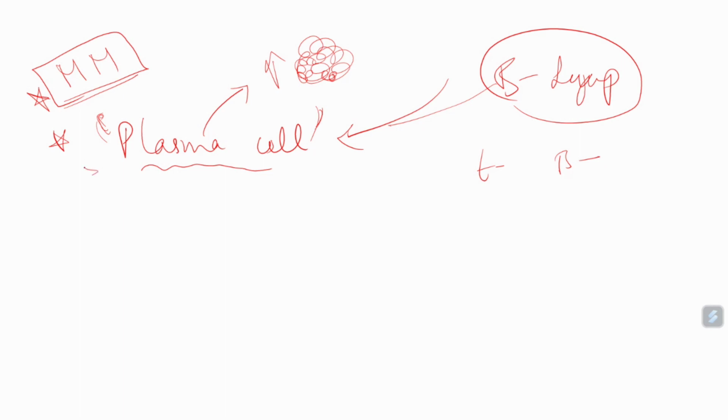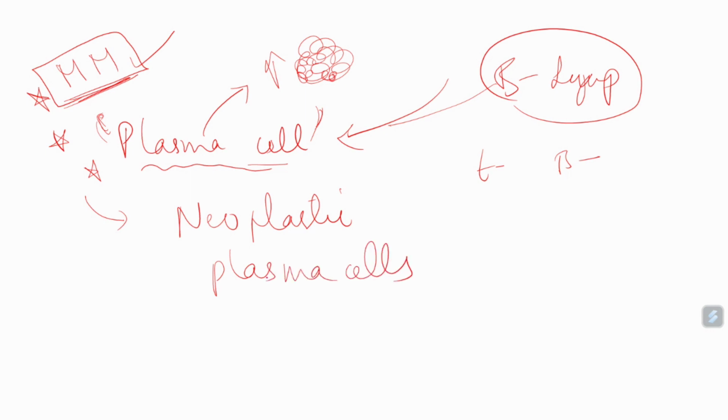You understood what is plasma cell, from where this plasma cell has come. Now the simple definition of multiple myeloma is nothing but it is the cancer of plasma cell. When patient develops multiple myeloma, what happens? A lot of plasma cells, immature plasma cells, we can say, or neoplastic plasma cells, are produced in the body, and these neoplastic plasma cells are not normal.